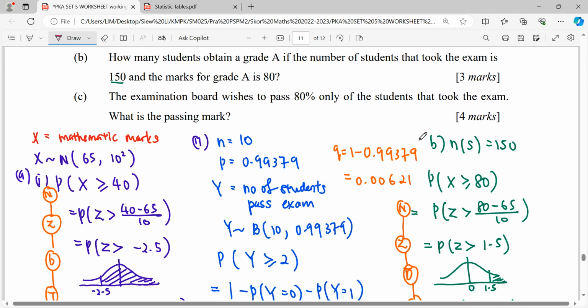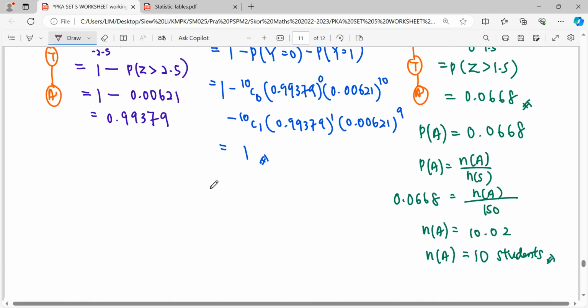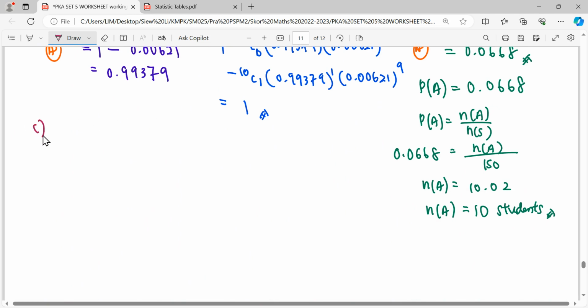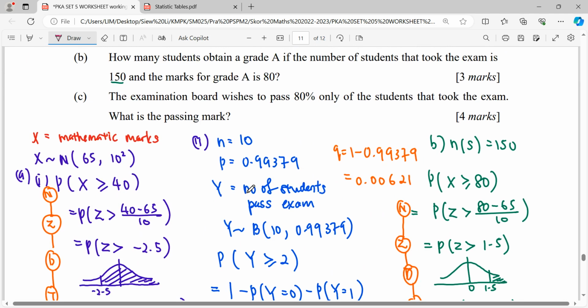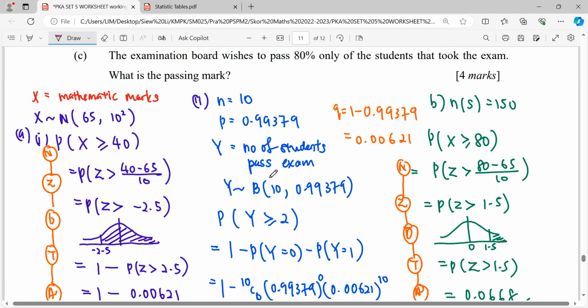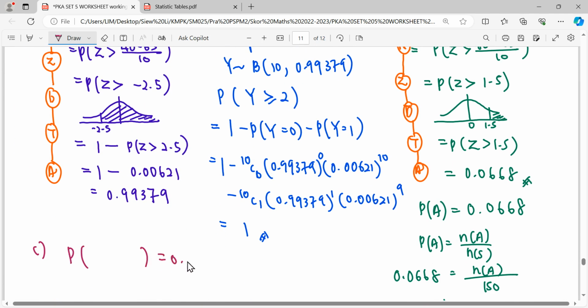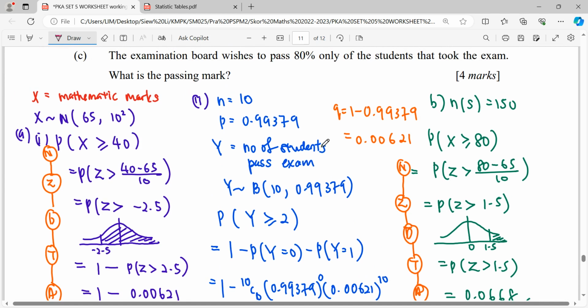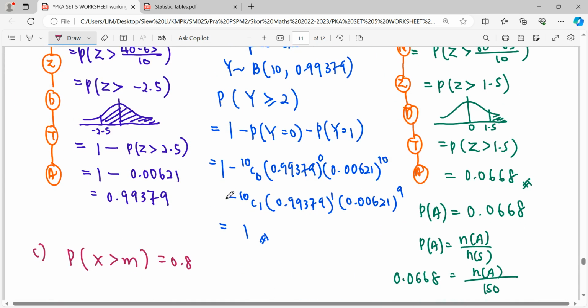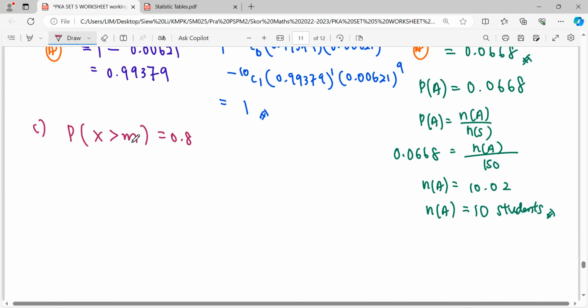Then we go for question C. The examination board wished to pass 80% of the students that took the exam. So what is the passing mark? Question C. Probability for the student to pass the exam. So they want 80% of them, 0.8. So the mark must be more than or equal to a value. So that is the mark that we want to find out. What is your border mark or what is your passing mark here?